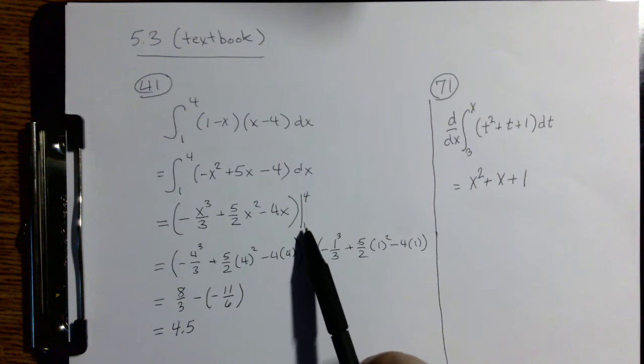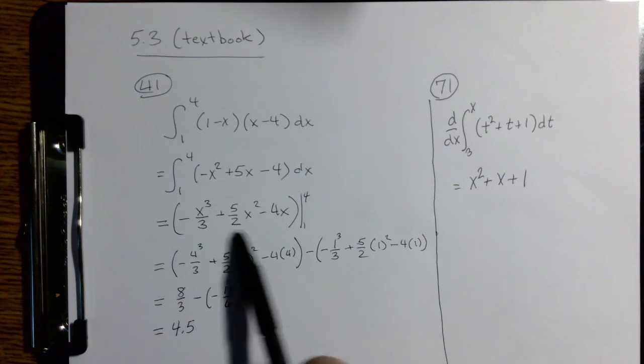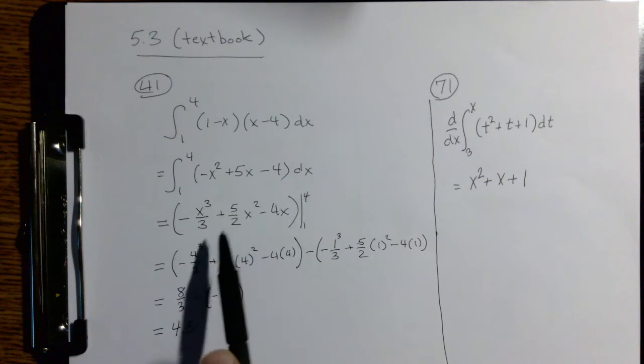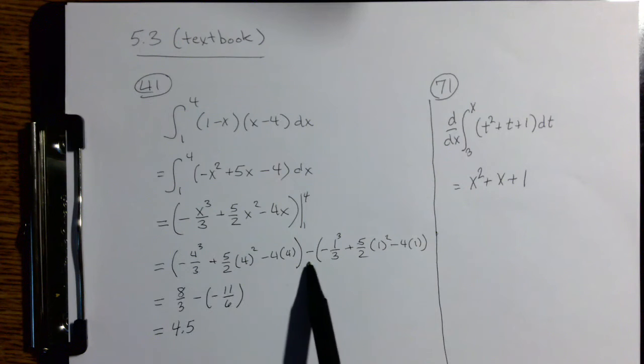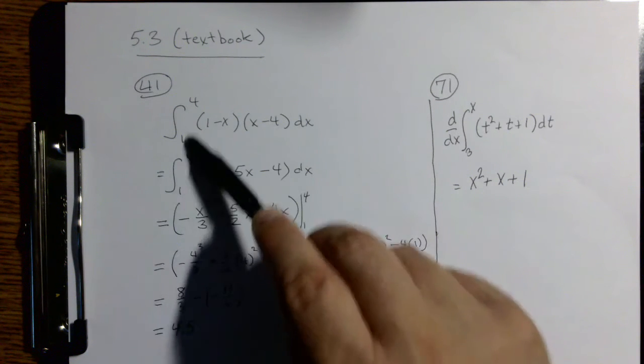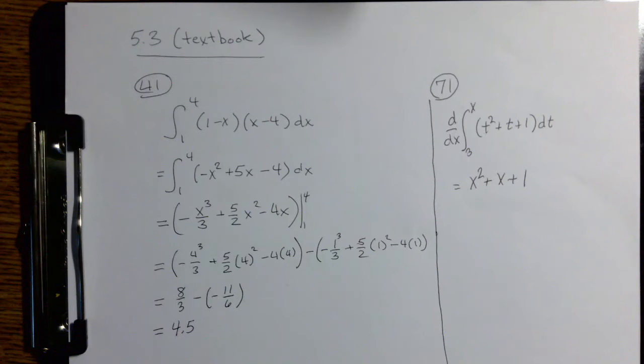Fundamental theorem of calculus part 2 says that once we have our antiderivative, we substitute in the two limits of integration and take the difference. And that 4.5 represents that net signed area for this function over this interval. Again, exact, not an estimate like a Riemann sum would give us.